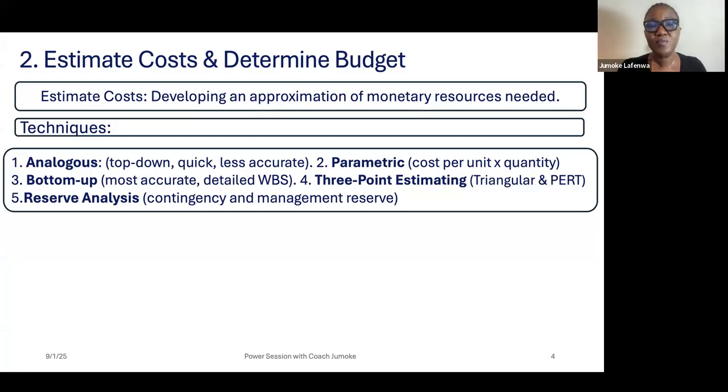And then, of course, the 5th one is reserve analysis. Let me remind you that for reserve analysis, we have 2 kinds. We have the contingency reserve, that is for risks that you have identified. The identified risks are called known unknowns. So you've identified, you've analyzed, you've come up with possible responses in handling these risks should they occur, and so you have an estimation for the response.